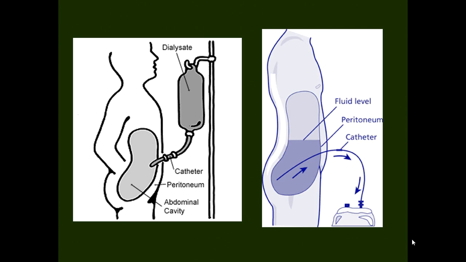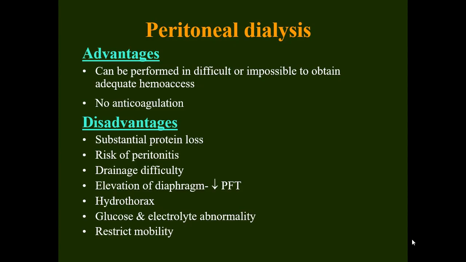You float the dialysate into the peritoneum, give it indwelling time. Indwelling time ranges somewhere around 4 to 6 hours, and then you empty it out with the help of gravity. So advantages: it can be performed when it is difficult or impossible to obtain adequate hemo access. This is an absolute indication. And the advantage is that there is no need for anticoagulation when you are doing peritoneal dialysis.